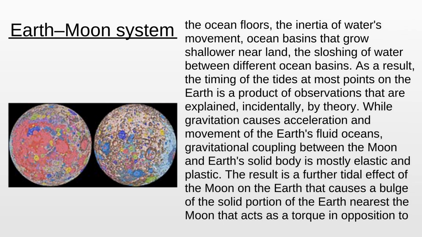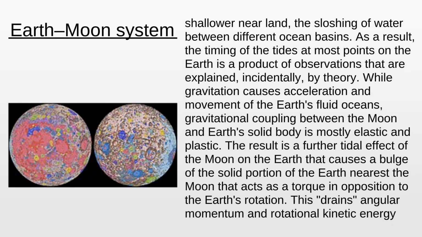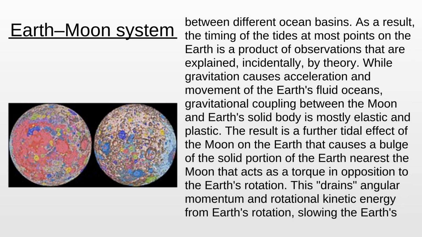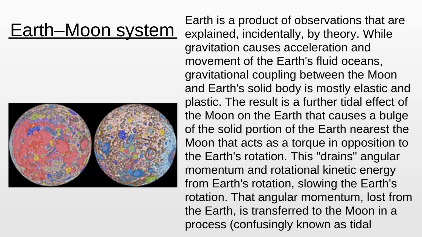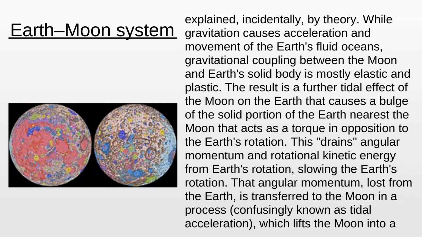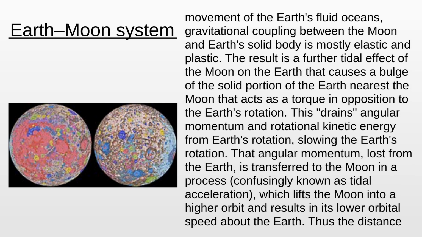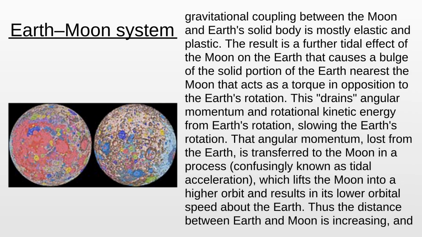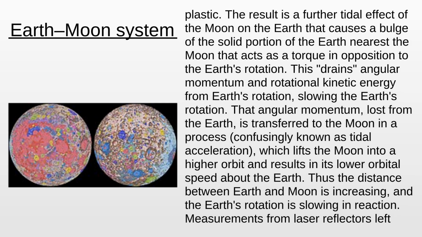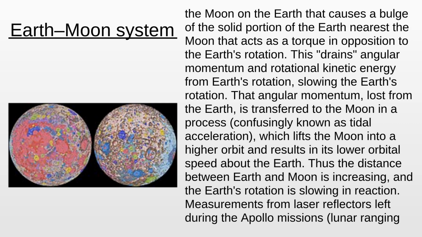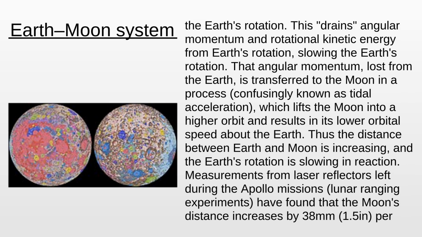The Sun has the same tidal effect on the Earth, but its forces of attraction are only 40% that of the Moon's. The Sun's and Moon's interplay is responsible for spring and neap tides. If the Earth were a water world, one with no continents, it would produce a tide of only 1 meter, and that tide would be very predictable. But the ocean tides are greatly modified by other effects: the frictional coupling of water to Earth's rotation through the ocean floors, the inertia of water's movement, ocean basins that grow shallower near land, and the sloshing of water between different ocean basins. As a result, the timing of the tides at most points on the Earth is a product of observations that are explained, incidentally, by theory.